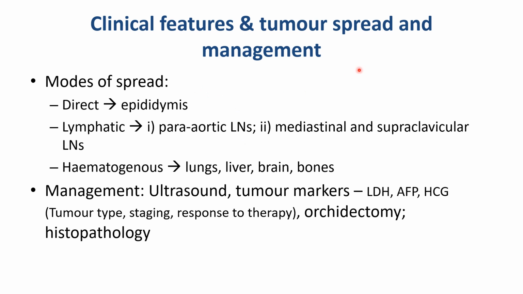So clinical features and tumor spread, similar to any cancer elsewhere, modes of spread can be direct to adjacent structures, in this case, for example, the epididymis. Metastasis can occur via lymphatic or hematogenous routes. In terms of lymphatic routes, these often go to para-aortic lymph nodes, mediastinal and supraclavicular lymph nodes, and seminoma especially tend to metastasize via the lymphatic route. Hematogenous routes will result in metastatic nodules or metastatic foci in the lungs, liver, brain, bones, etc.